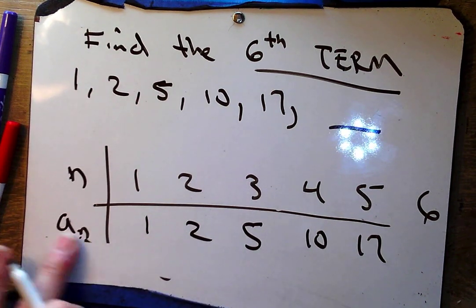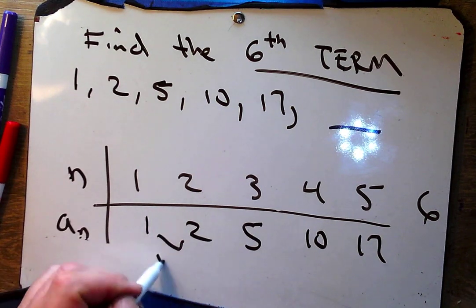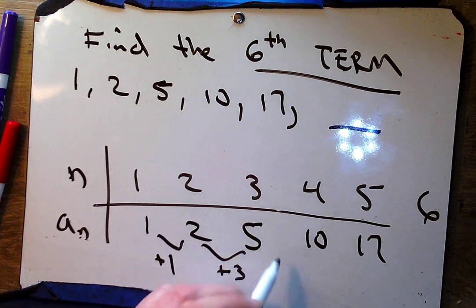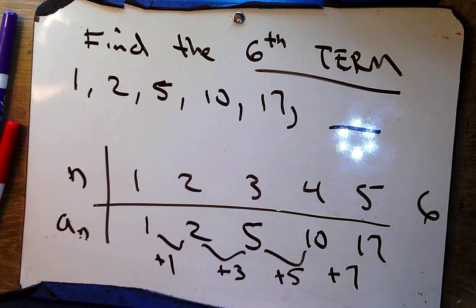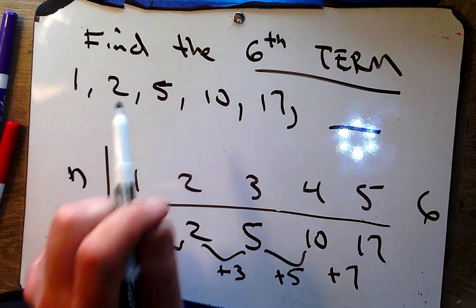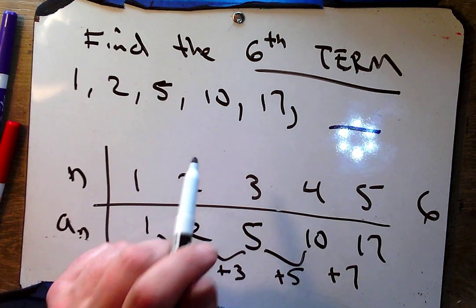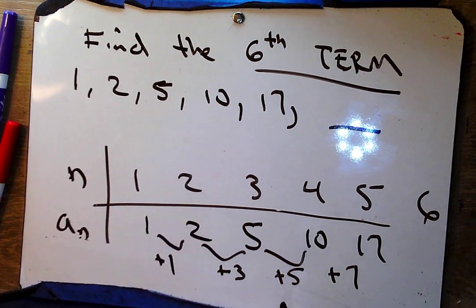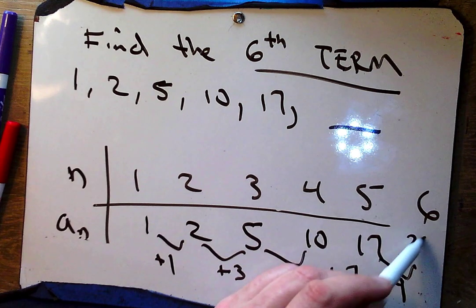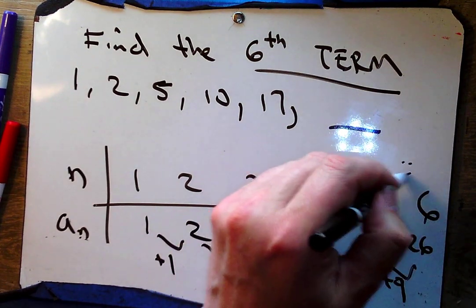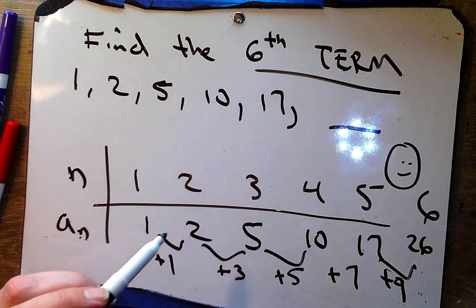Okay, so what do you see here? Well, it goes up by 1, goes up by 3, goes up by 5, goes up by 7. And you know, here they didn't ask me for the rule. They just wanted to know the sixth term. So what do I go up by to get the sixth term? Yeah, I'm going to go up by 9. Exactly. 17 plus 9 is 26. Good job.